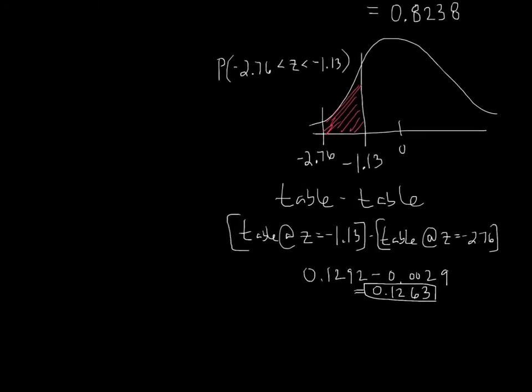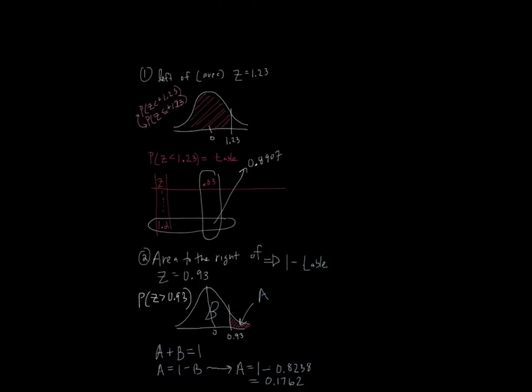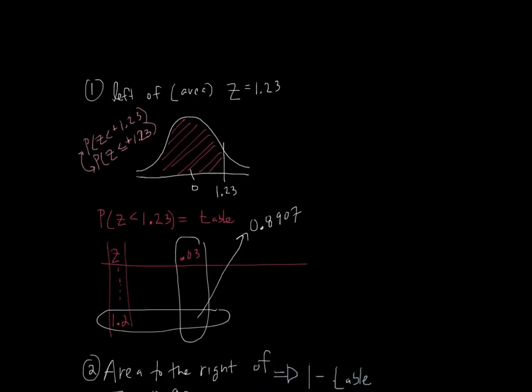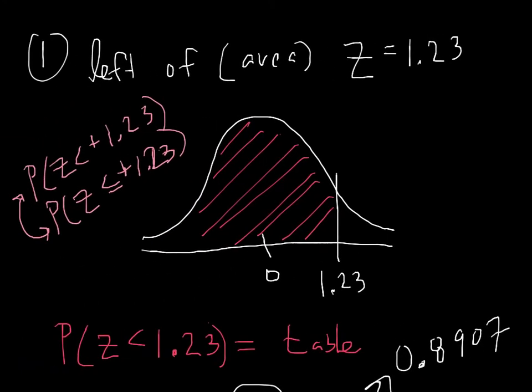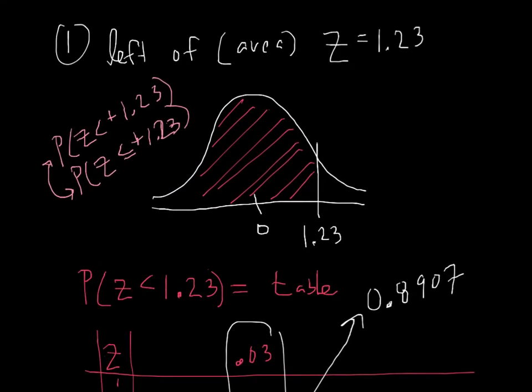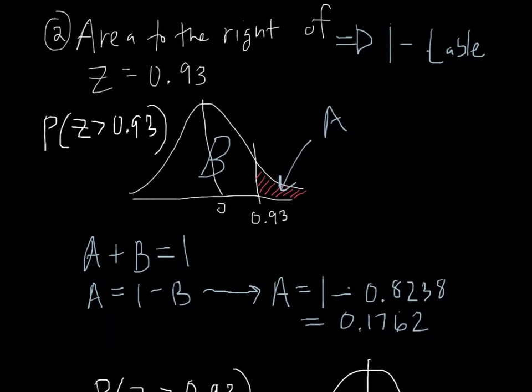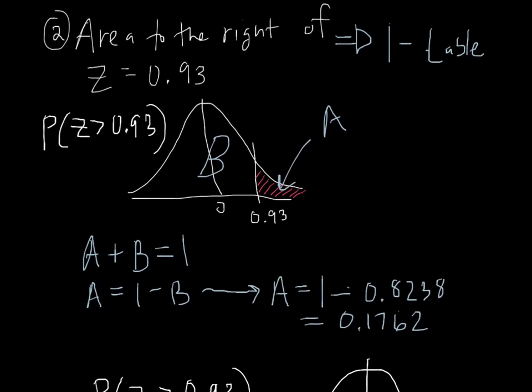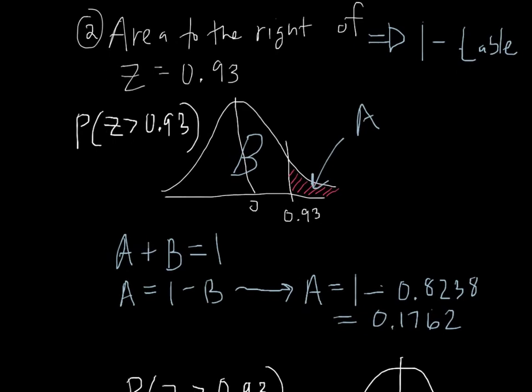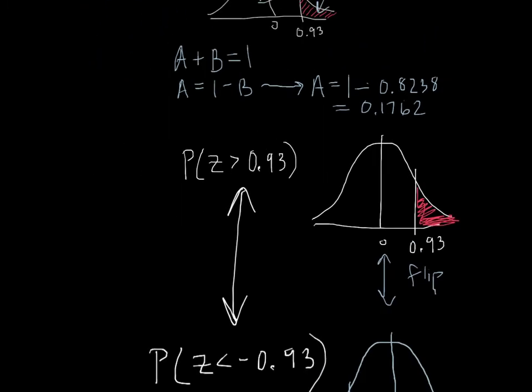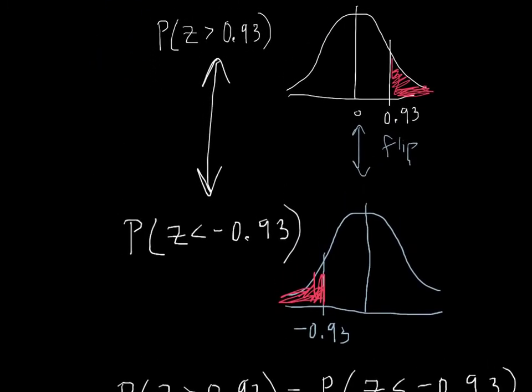To recap here, we first looked at finding area to the left of a particular z-score. We found area to the left of z equals 1.23. We saw that we just looked that directly up on the table because the table tells you area to the left. Next we looked at finding area to the right. And we saw two ways to do that. You can use the table right away and just do 1 minus the table value. Or you can just flip your picture and then look up directly the negative value or the positive depending on the situation.